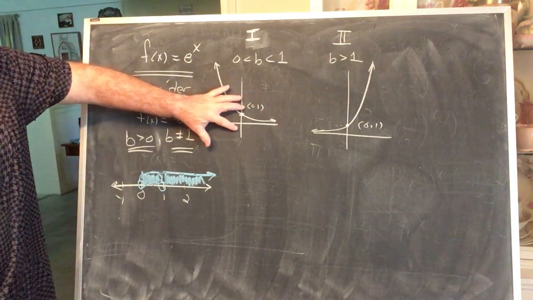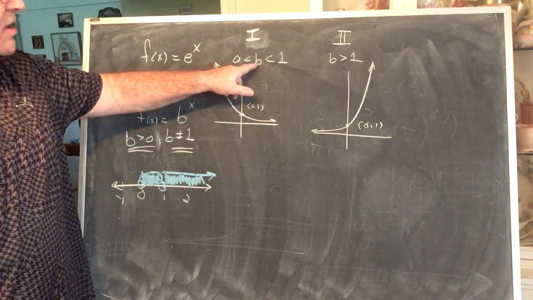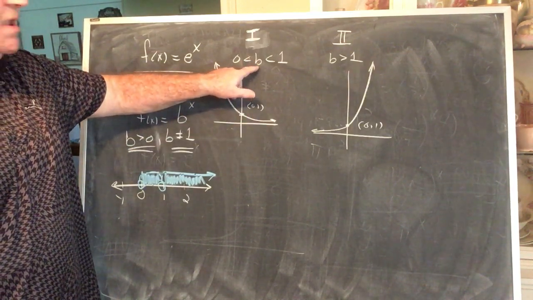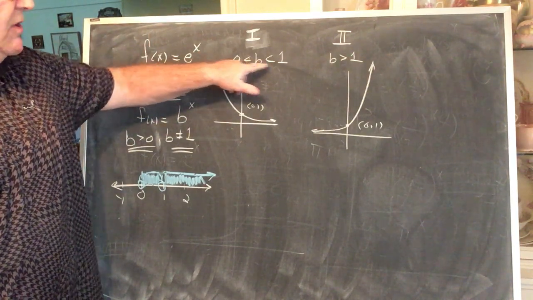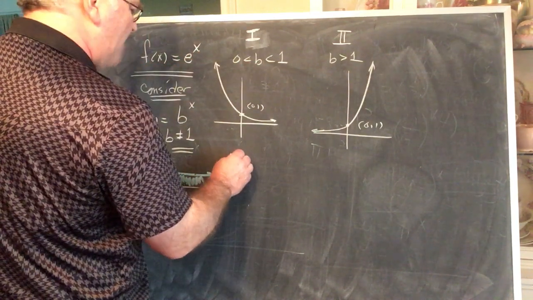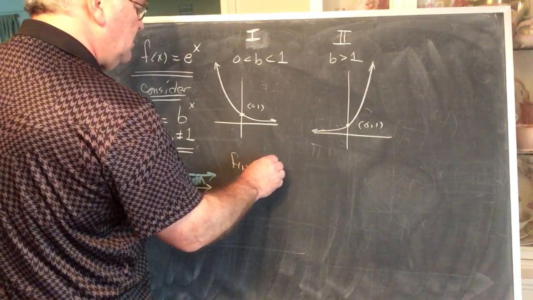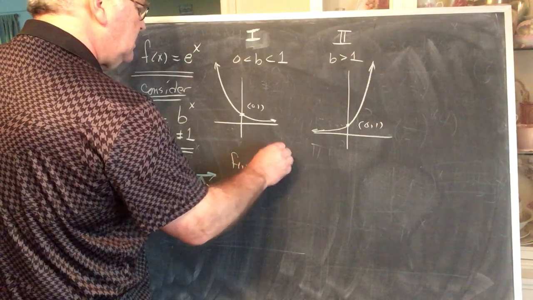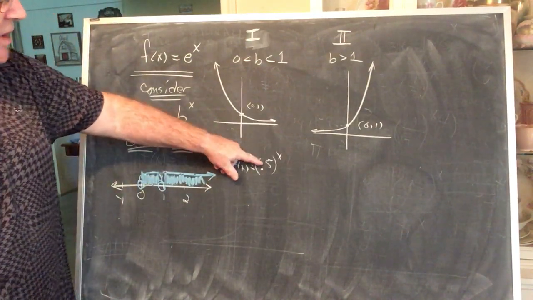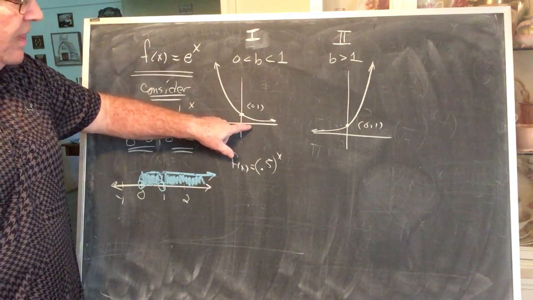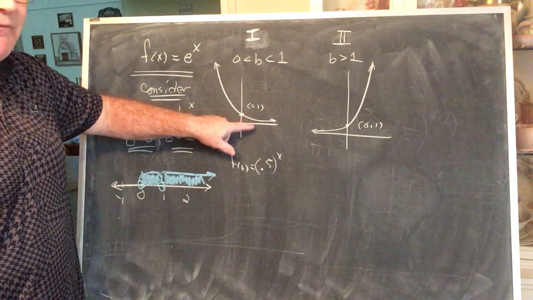Let's see if we can convince ourselves this is happening. What is the function value of 1? Let's pick a specific number, something easy to use. Give me a number between 0 and 1. How about if we do f of x equals 0.5 to the x? When x is 1, what's 0.5 to the first power? Well, 0.5 to the first power is 0.5. So 1 comma 0.5, or 1 comma 1/2.